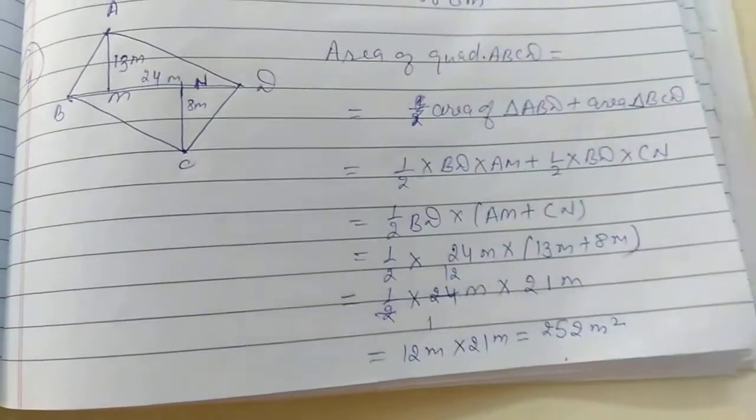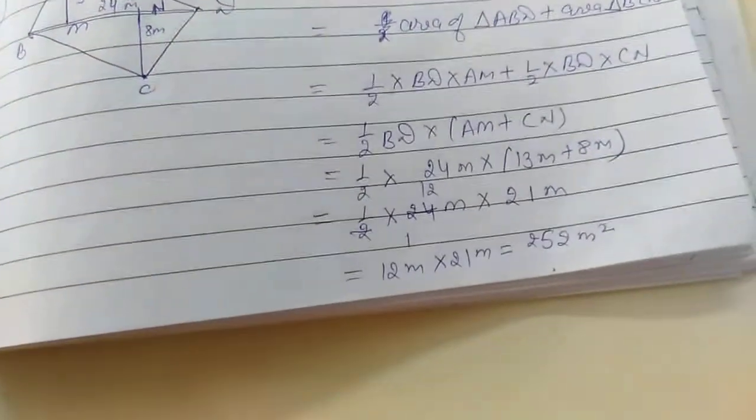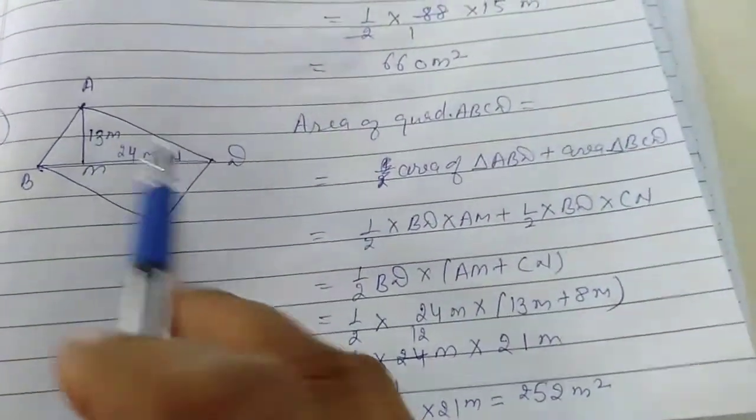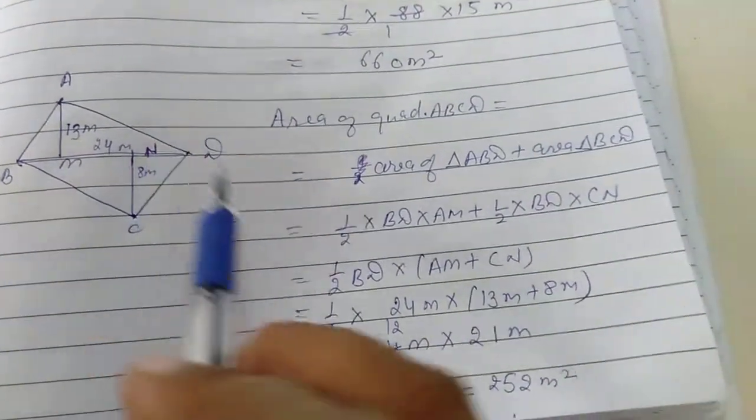So let us start question number 4. You have been given a quadrilateral ABCD, and the type of the quadrilateral is not given. So how can you find the area of this quadrilateral ABCD? At first you will find the area of triangle ABD and triangle BCD, and then you will add them and you will get the area of ABCD.